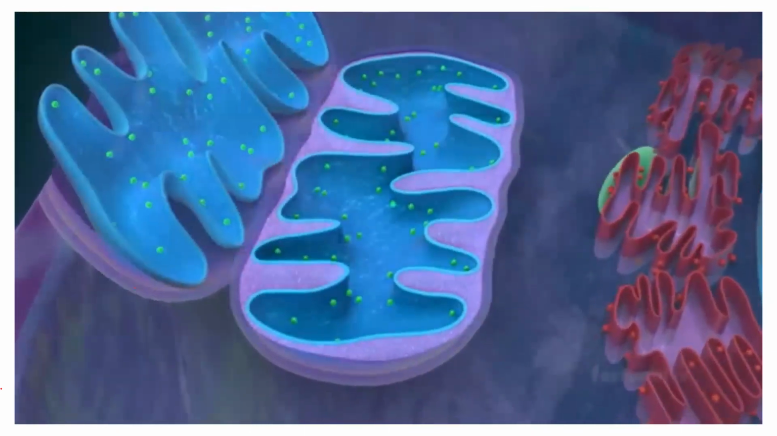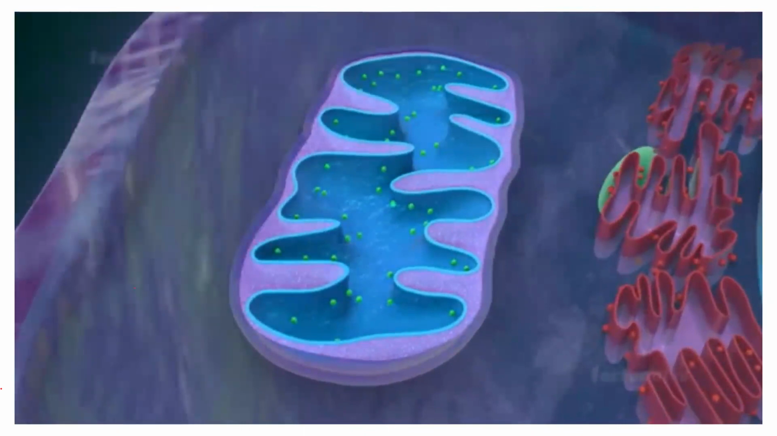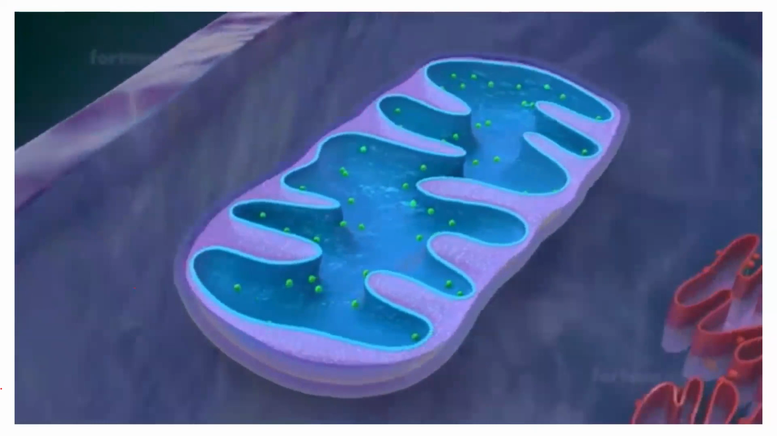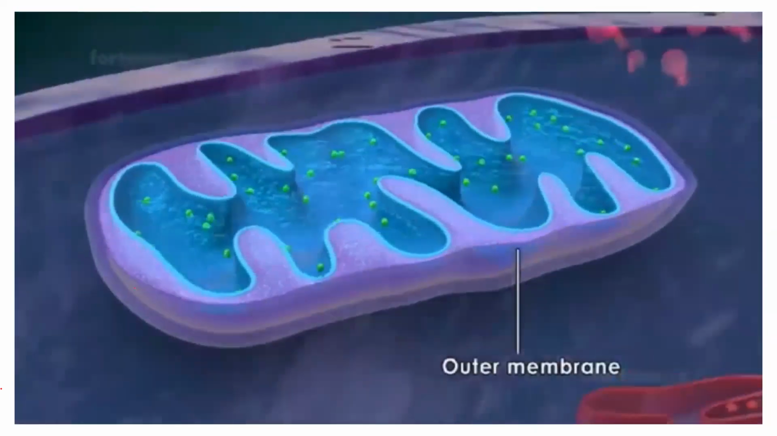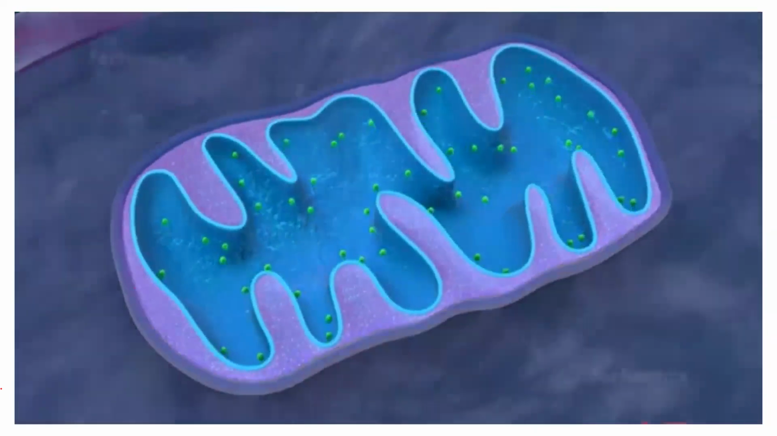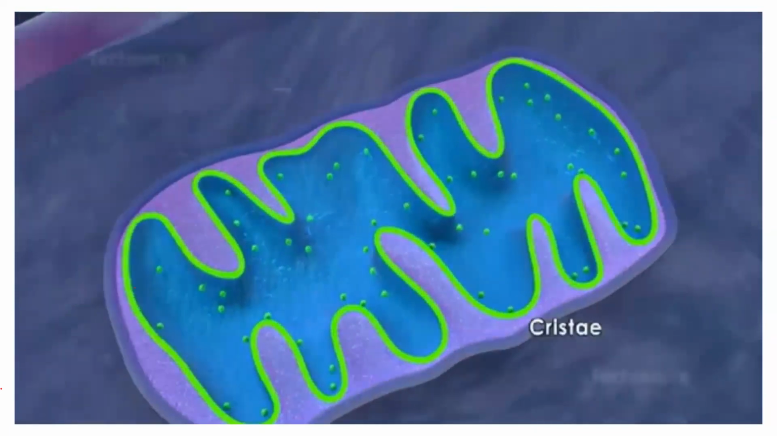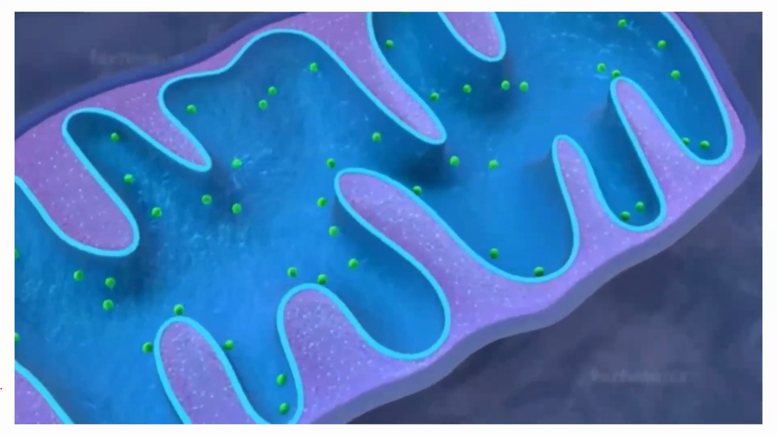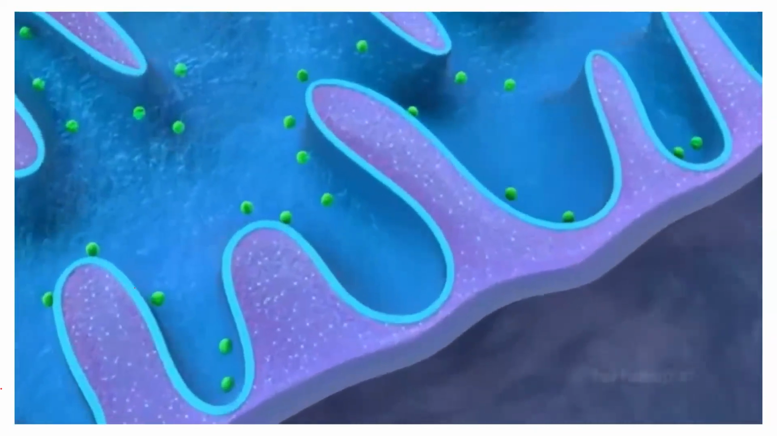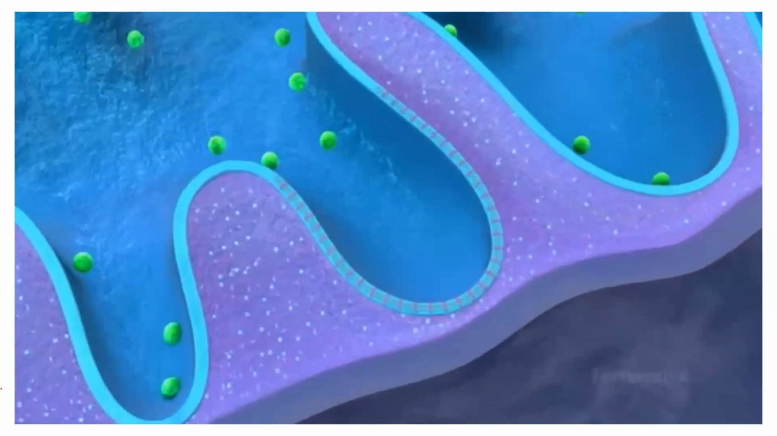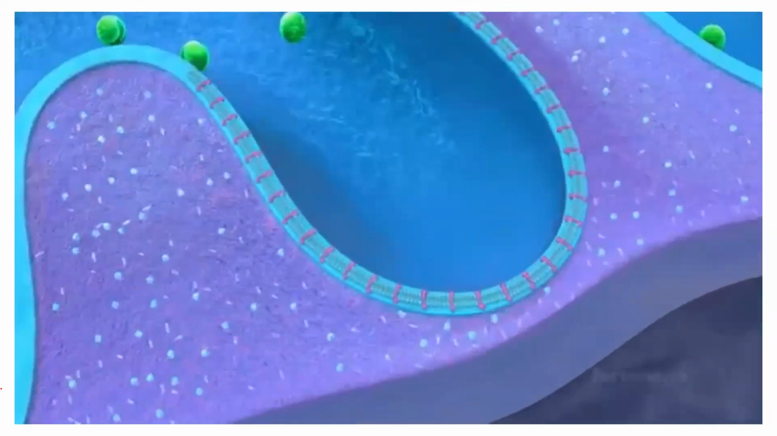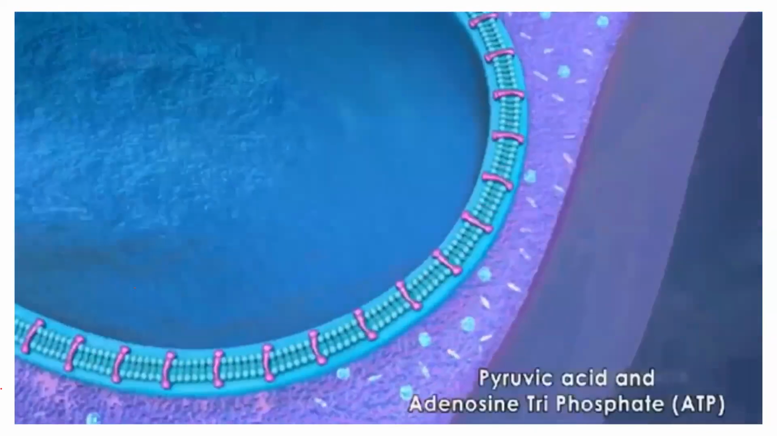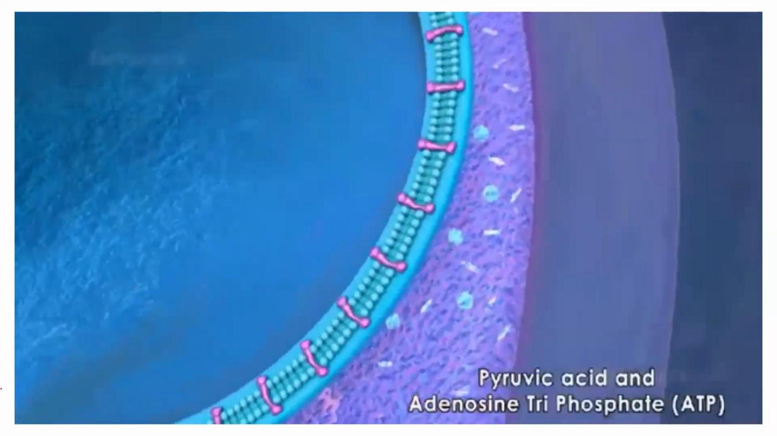Mitochondria are bound by two membranes. Each membrane is a phospholipid bilayer with embedded proteins. The outer membrane is smooth, while the inner membrane has many inward folds called cristae. The folds increase the surface area and are the working surfaces for mitochondrial reactions. The inner membrane is selectively permeable to certain molecules, such as pyruvic acid and adenosine triphosphate, ATP.